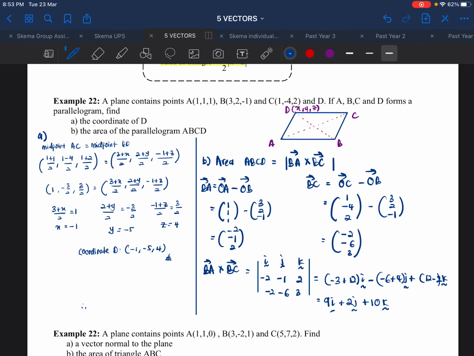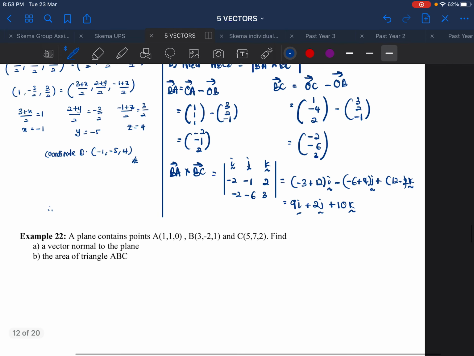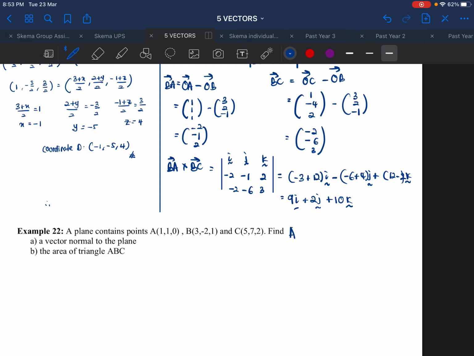Okay, so we have BA cross BC. To find the area, we need the magnitude. As usual we use the magnitude formula. So the area equals the magnitude of BA cross BC. We already have BA cross BC, so we just need to find the magnitude. The magnitude is the square root of 9 squared plus 2 squared plus 10 squared. Here you will get the answer 13.6 units squared. So this is our final answer.